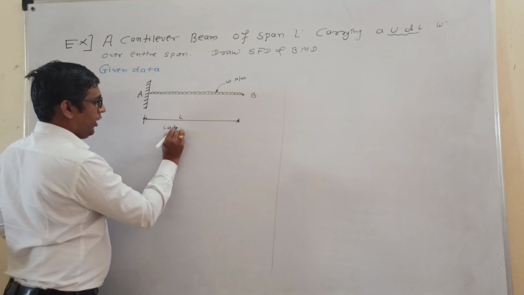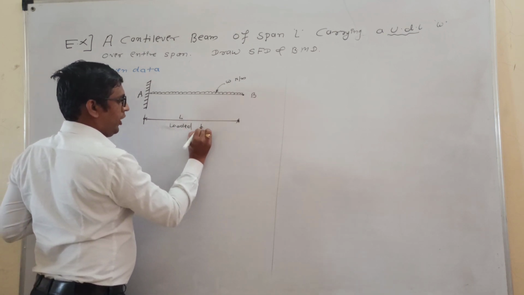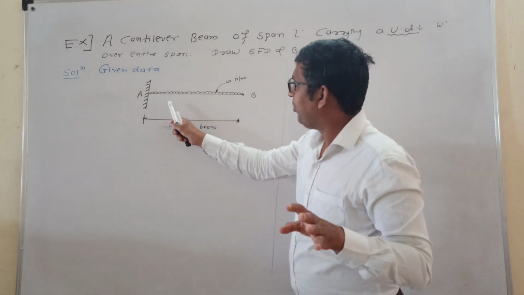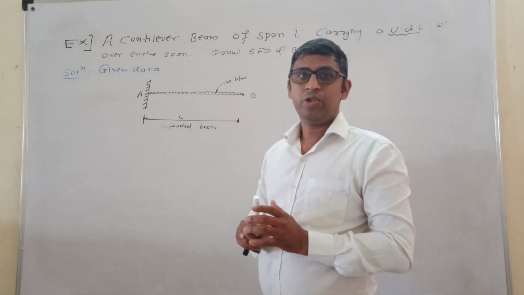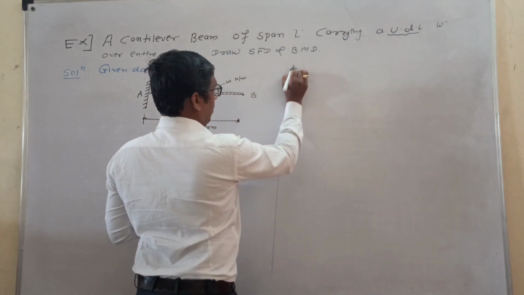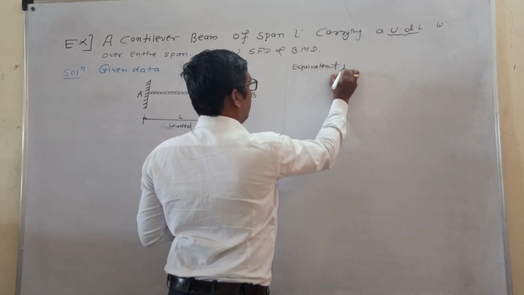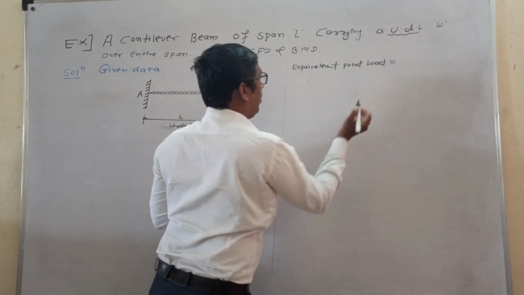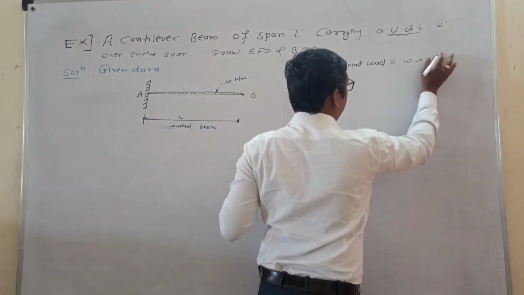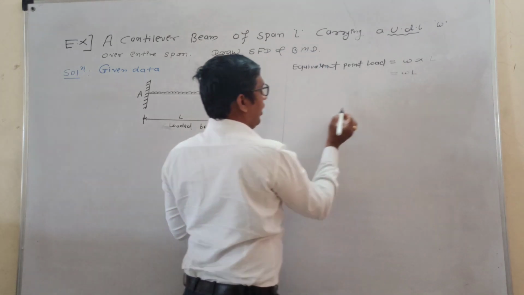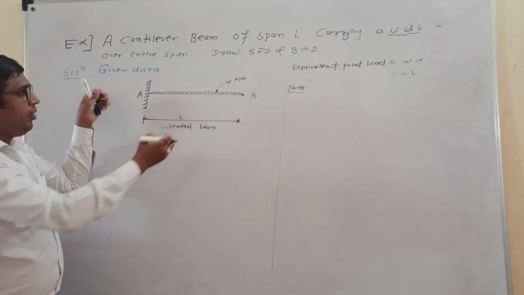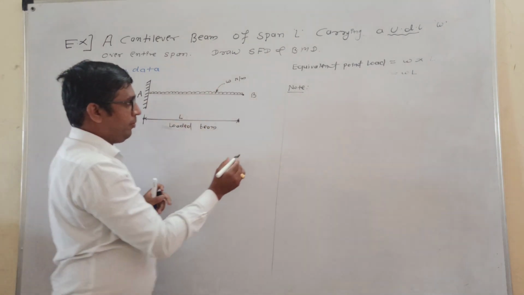And this is your loaded beam. Okay, if in a problem there is a cantilever beam with a UDL, first you have to convert that UDL into the equivalent point load. Remember this concept. How do you convert to the equivalent point load? This UDL w into the length L means the equivalent point load is w into L. And note that this equivalent point load acts at the mid span of this beam.